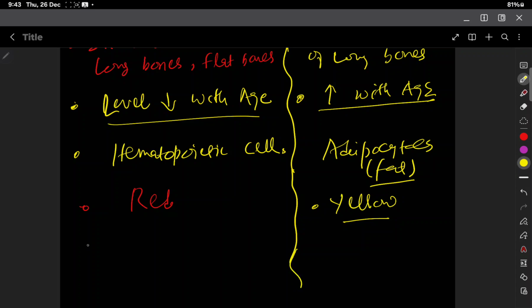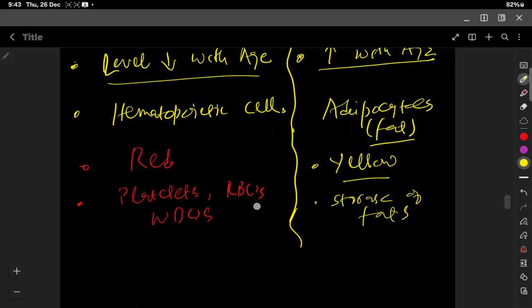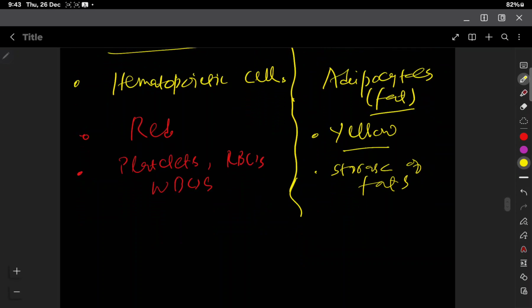One more difference is there. The red bone marrow is responsible for the production of platelets, RBCs and WBCs, which we studied, while the yellow bone marrow is responsible for the storage of fats. It can also release and form blood cells during emergency situations. When your red bone marrow is not producing enough cells, the yellow bone marrow can take over. So that was the difference between the red bone marrow and the yellow bone marrow.